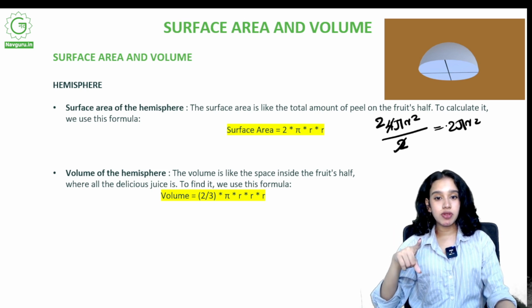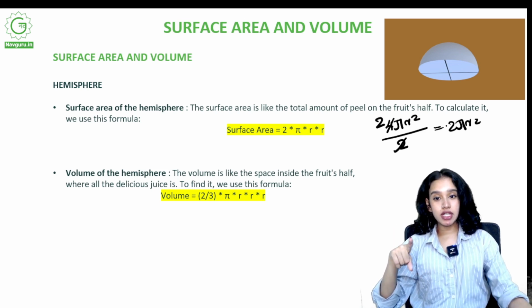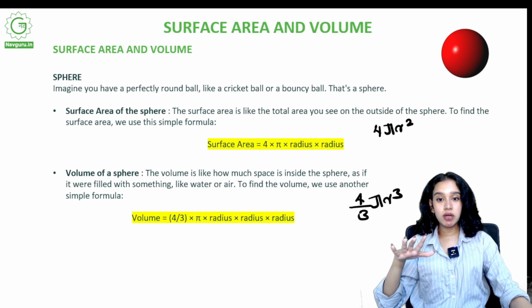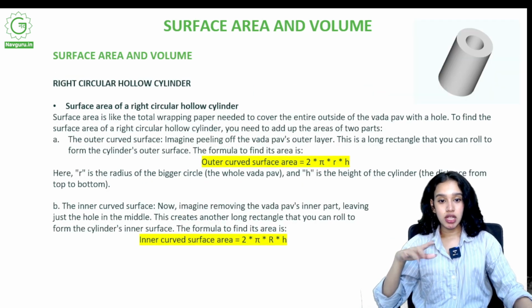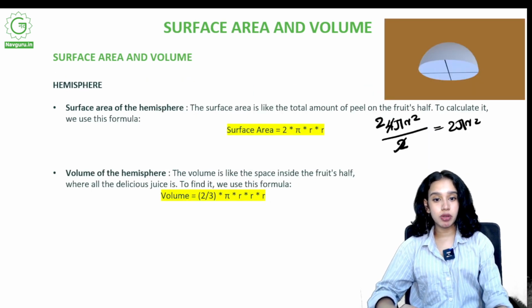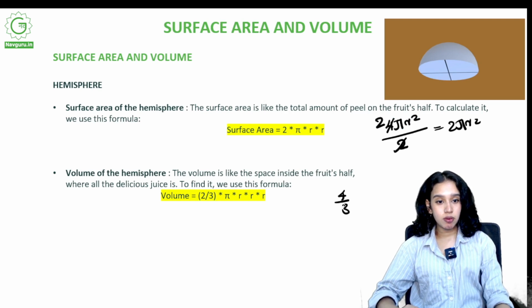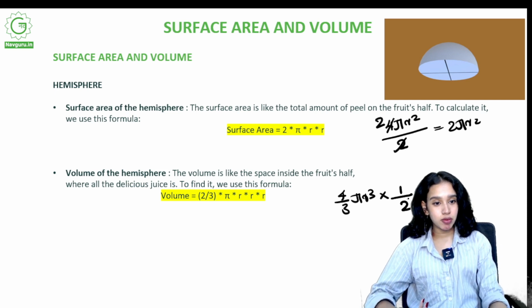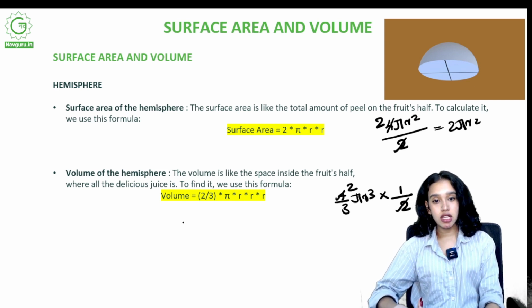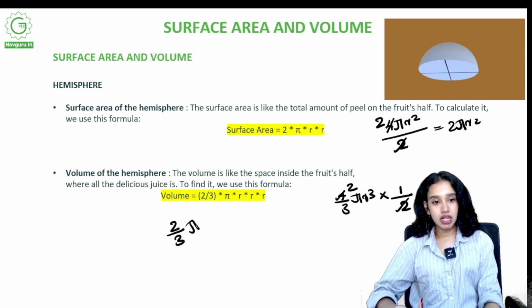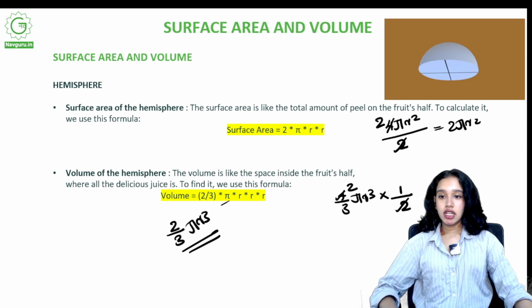Now what is the volume of this hemisphere, right? Volume of sphere was 4 by 3 pi r cube. So volume of a hemisphere would be 4 by 3 pi r cube divided by 2. Divided by 2 means multiplied by 1 by 2. So this and this would be cancelled out. So we get 2 by 3 pi r cube as the answer, right?